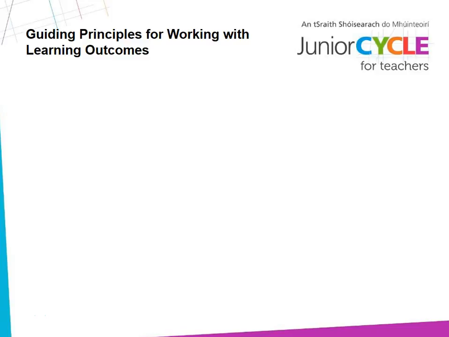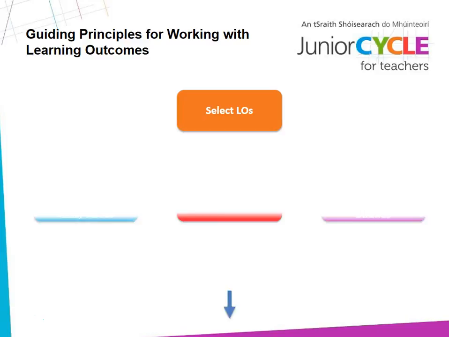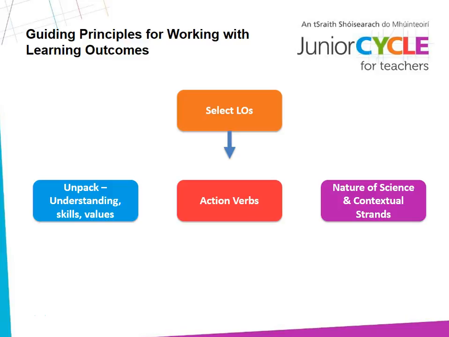Here is a reminder of the guiding principles for working with learning outcomes. Firstly, select the learning outcomes that you're going to work with for a lesson or series of lessons. Then, consider a number of tools for helping you to work with the learning outcomes. These include unpacking the learning outcomes into understanding, skills and values, and identifying and familiarizing yourself with the meaning of the action verbs used in the learning outcomes as a way of providing clarity as to what the outcomes are expecting of the student. Finally, and very importantly, consider how the learning outcomes from the nature of science strand can be realized through the content and activities of the contextual strand learning outcomes that you are working with.